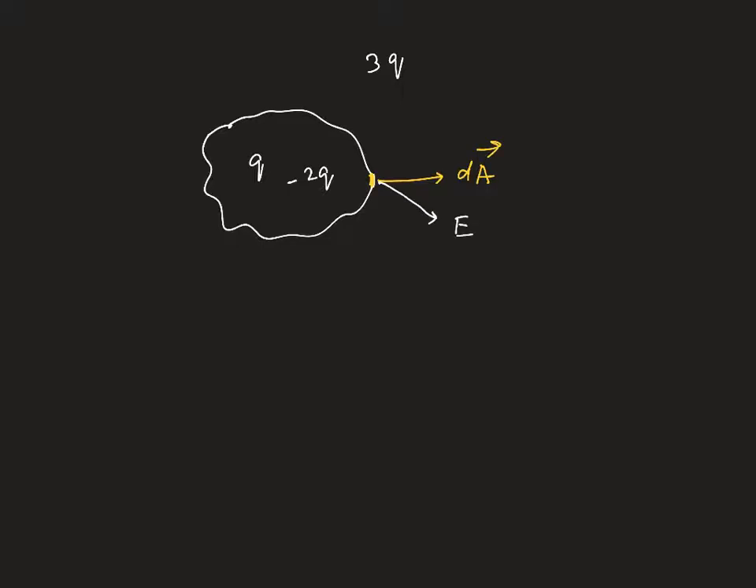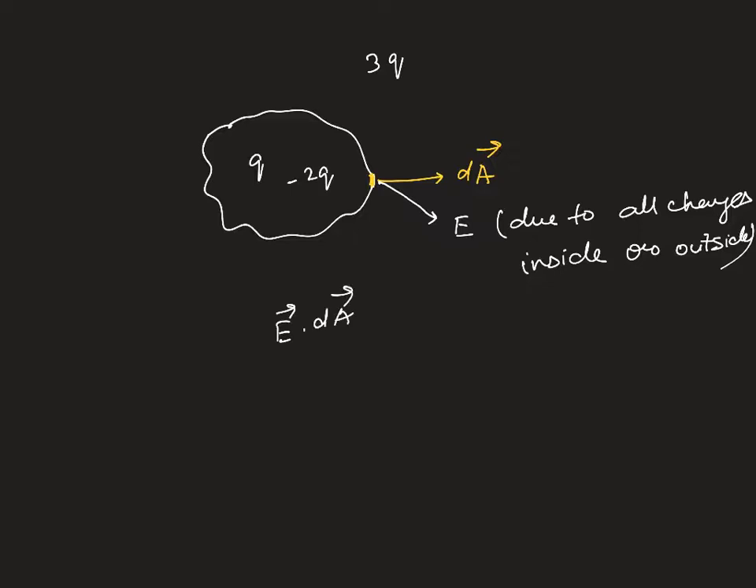This field is due to all charges, inside or outside. And when we integrate the field E dot dA for the entire surface, this flux comes out to be Q enclosed by epsilon naught.